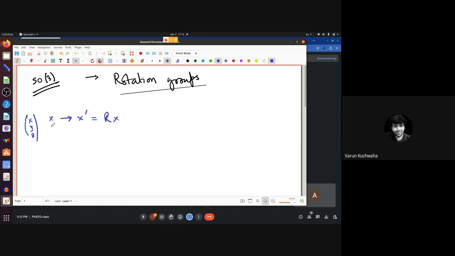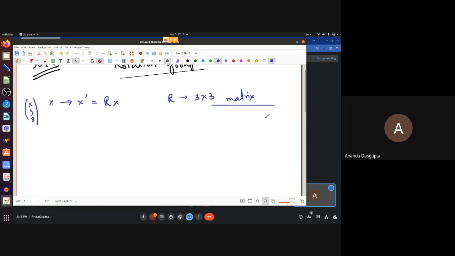No, sir. Okay, and of course, this R has to be a 3 by 3 matrix. There's definitely no issue about that. The question is, why is R orthogonal? So that the norm remains invariant. And why is its determinant 1? Okay, you are right. It's basically so that the norm remains invariant.